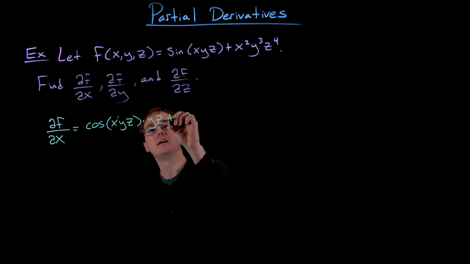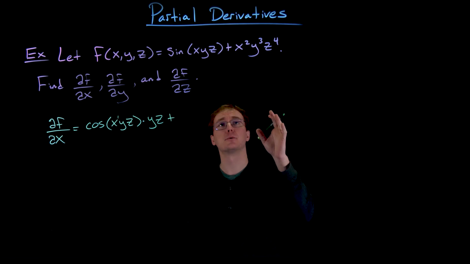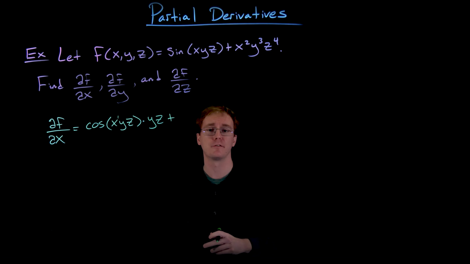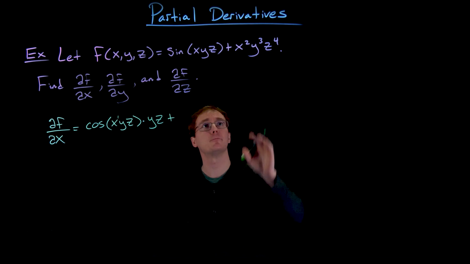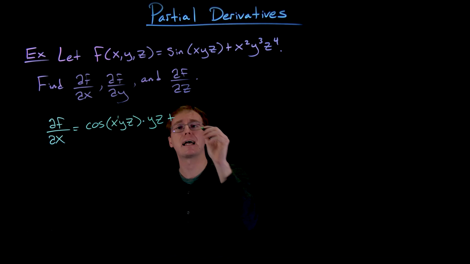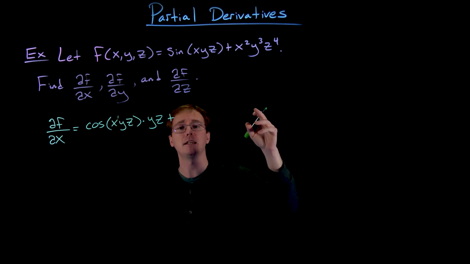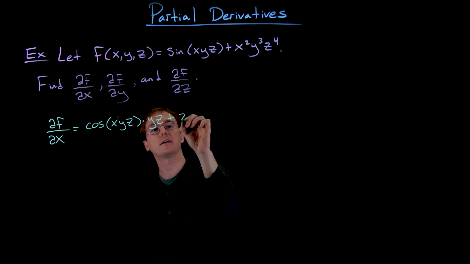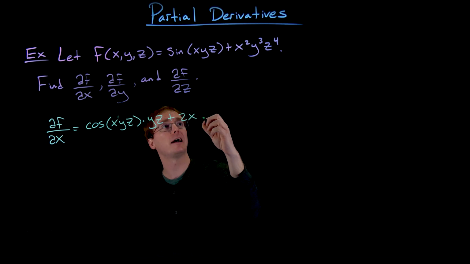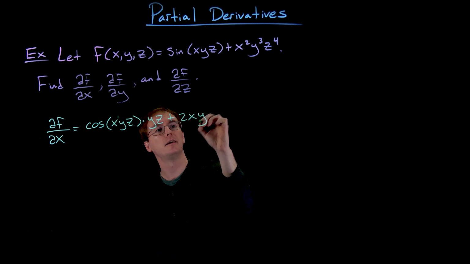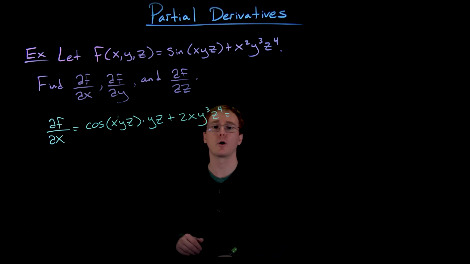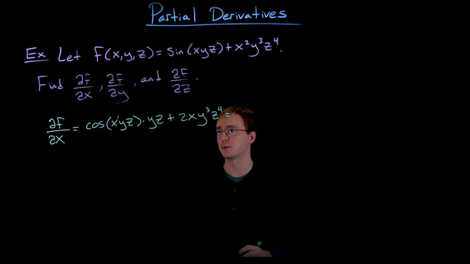but we still have to add to this the derivative of our second term, the derivative with respect to x of x squared times y cubed times z to the fourth. But if we want to differentiate that term, it really just comes down to differentiating the x squared because y and z and their powers are treated as constants. So the derivative of x squared is 2x. Then we just have to reapply those constant factors, bring them back in. And so we get 2x y cubed times z to the fourth. And so this is our partial derivative of our function f with respect to x.